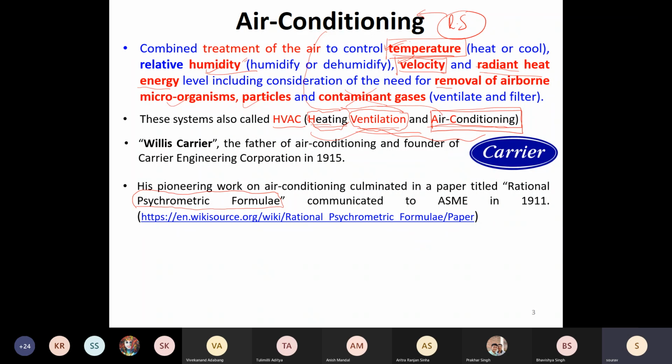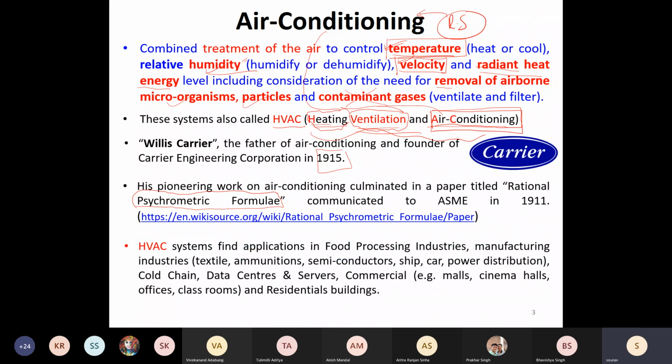Okay, and then based on his paper that he presented in ASME in 1911, he got some consultancy projects, and finally he developed the first modern air conditioner in 1915, and it was for an industrial application. It was for a printing company. They were not able to get the desired print quality on paper, and the reason for that was the uncontrolled moisture level inside their factory. Okay, so it was for a printing and lithography company.